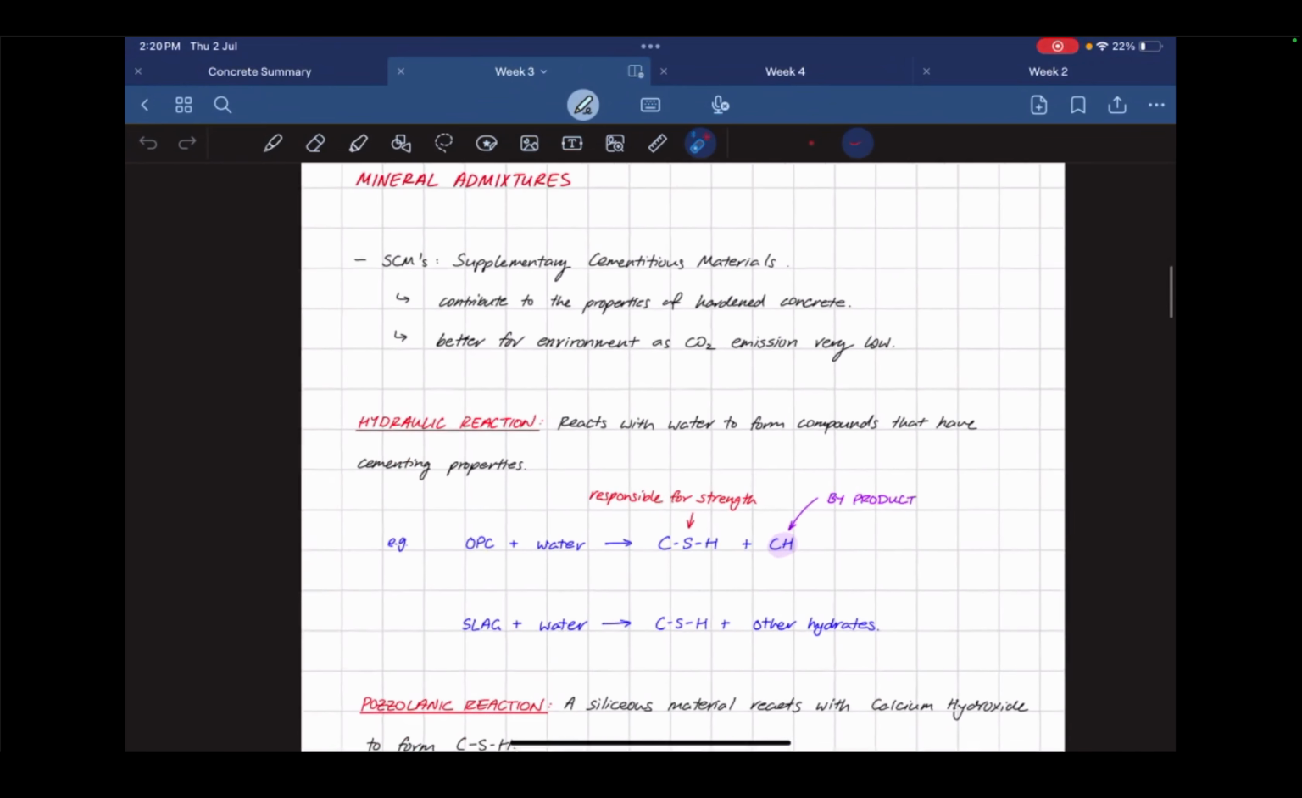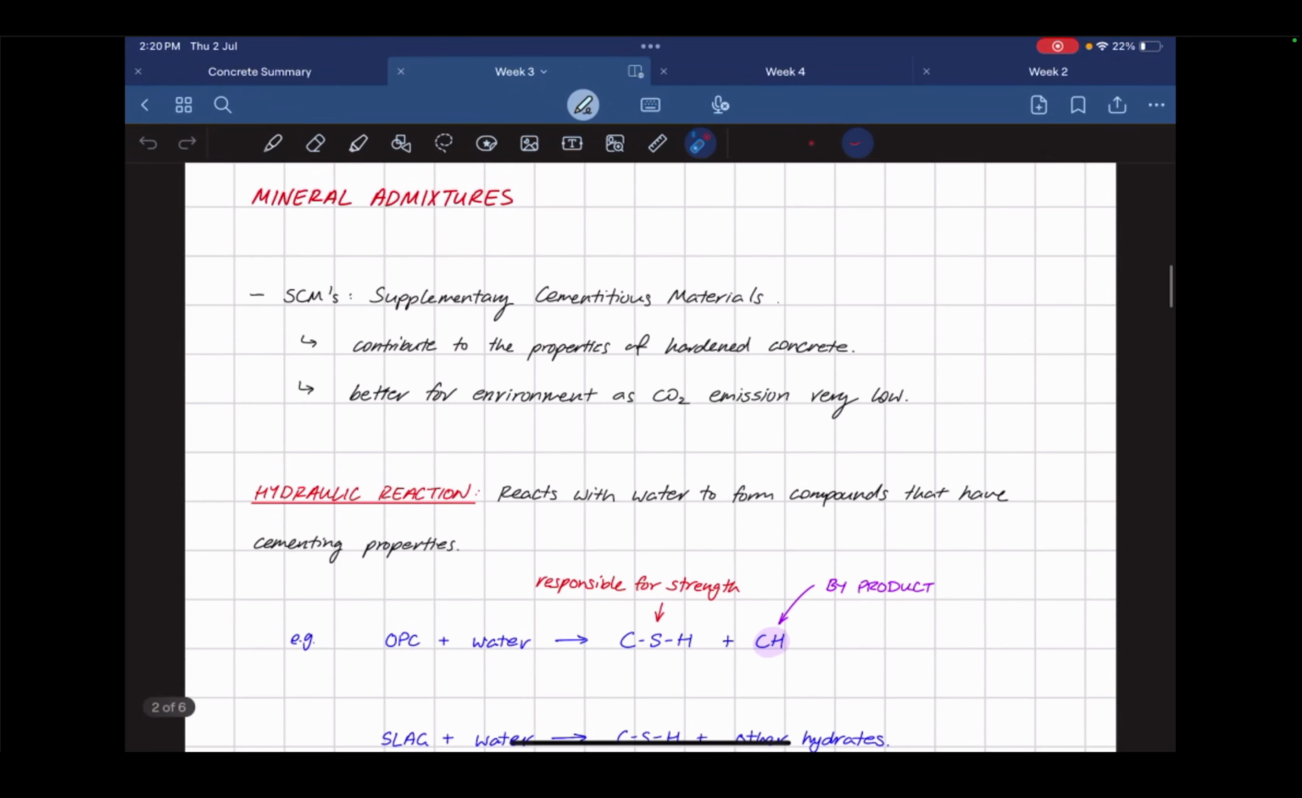I'm gonna go to mineral admixtures now. SCMs. So what do they mean? Supplementary cementitious materials. They contribute to the properties of hardened concrete, and it's also better for the environment as your carbon dioxide emissions are very low compared to regular concrete. So if you don't add SCMs, your carbon dioxide will be a bit higher.